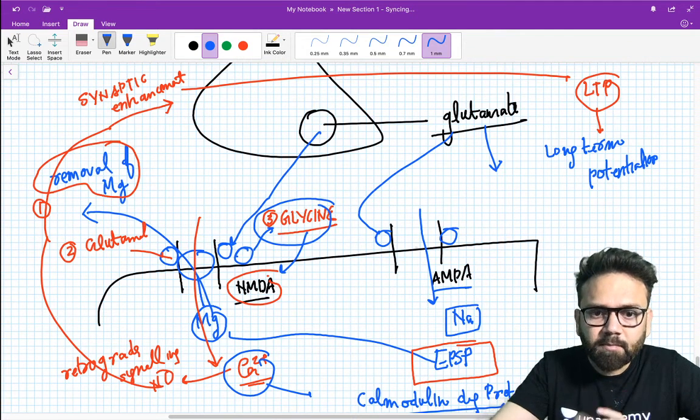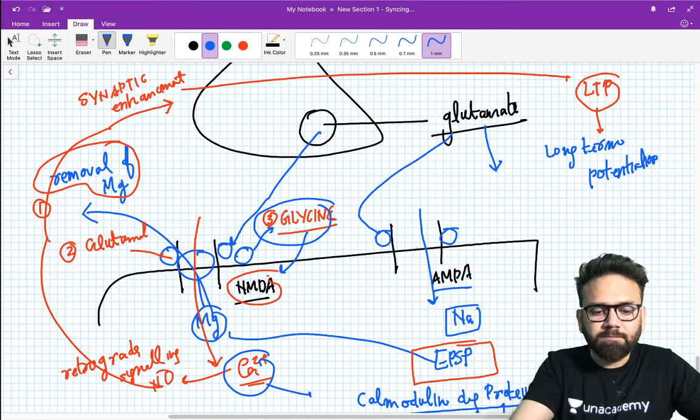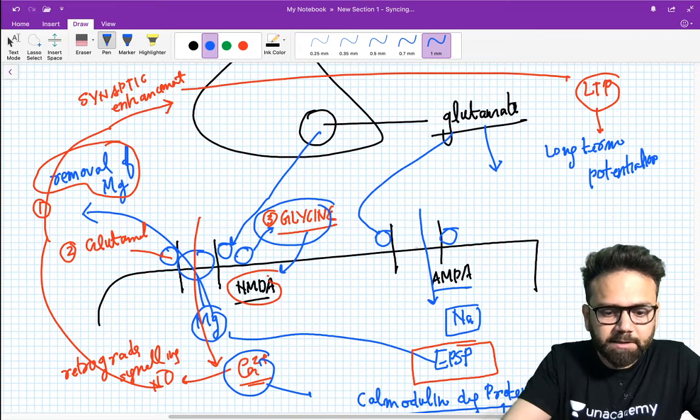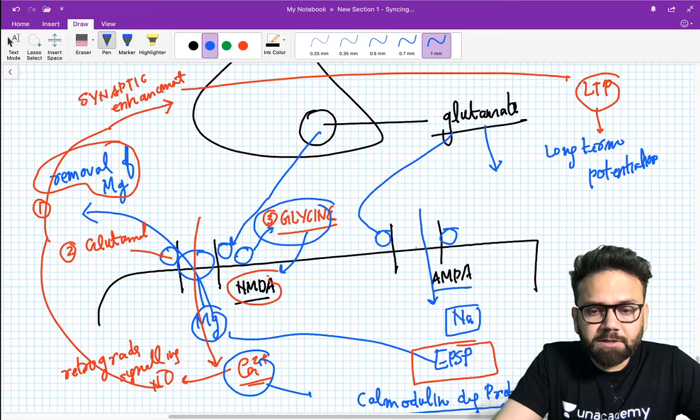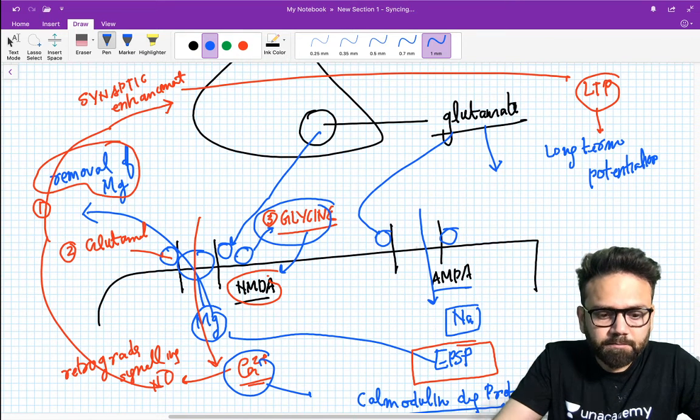Is this clear? Is this clear to everyone? Please say yes or no, whatever in the comment section. If it is clear, then I can revise docking.